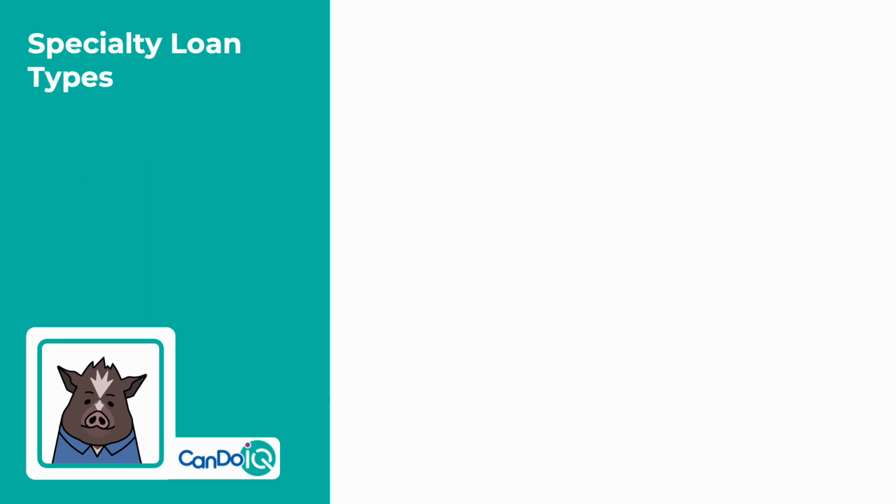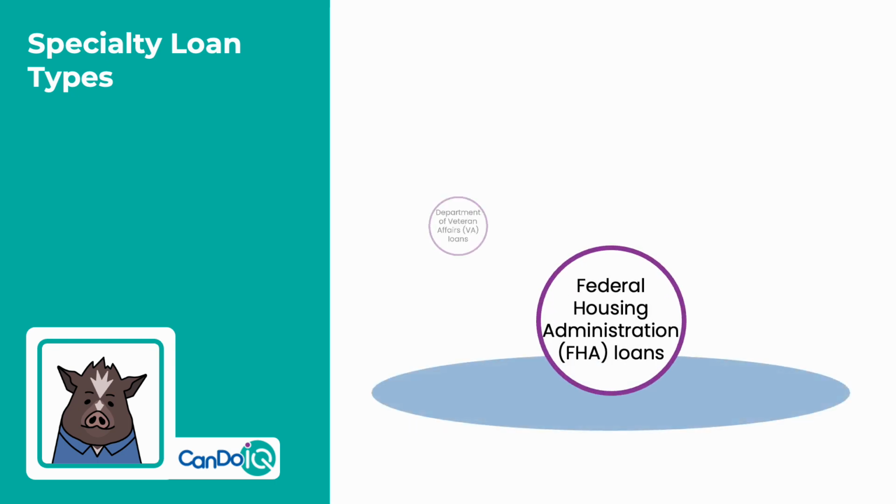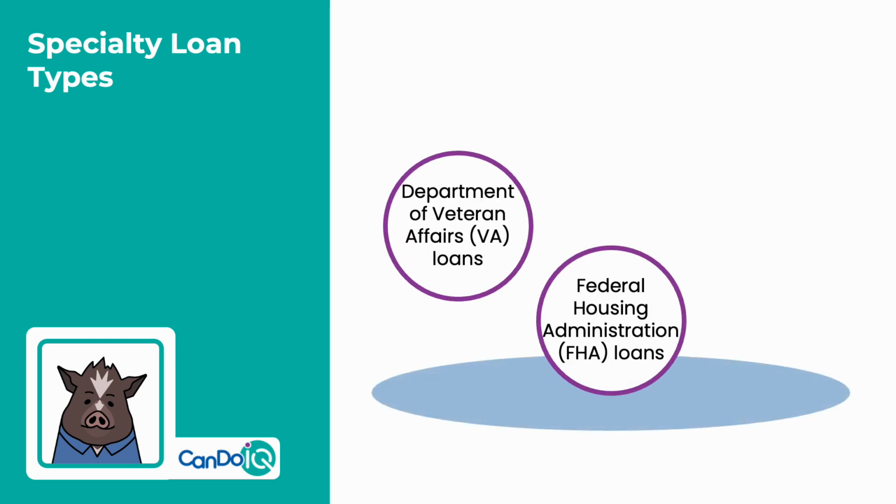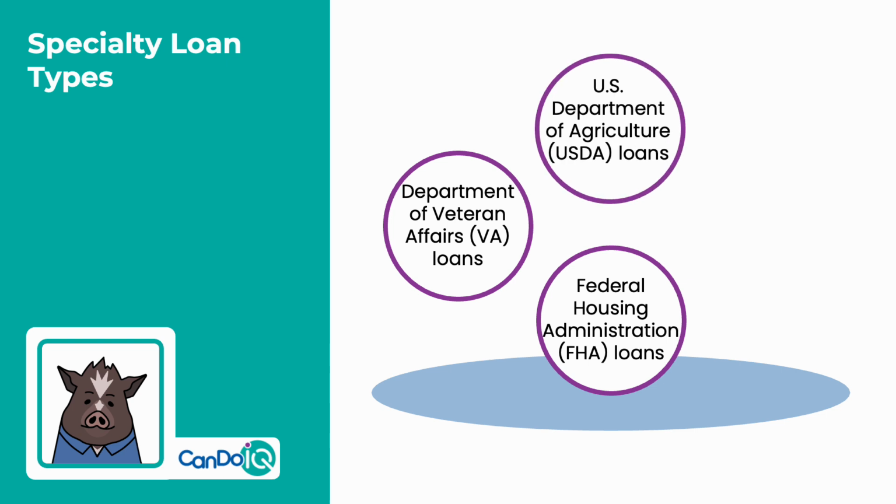In addition to conventional mortgage loans, there are also Federal Housing Administration loans, Department of Veterans Affairs loans, U.S. Department of Agriculture loans, and jumbo loans.